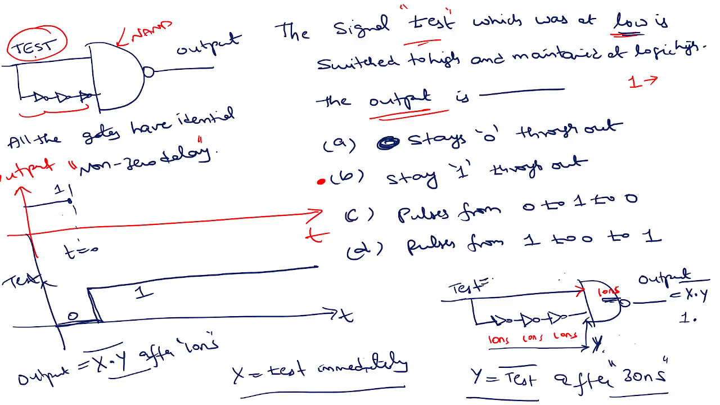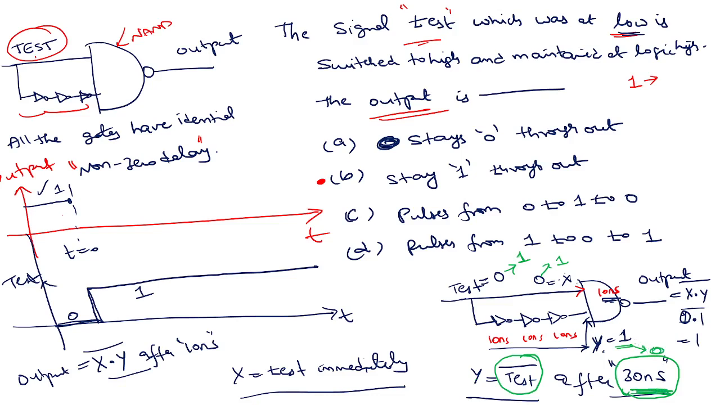So let's study. When test was 0, X is 0, Y is 1, correct? Now you computed (0.1) whole complement, that is equal to 1. So we have plotted output Y equal to 1. Now let me compute. Test has become 1. X will become 1 instantaneously, right? Now, will Y become 1 instantaneously? No. Y will take 30 nanoseconds to become 0, even though Y equals test complement. It will not become 0 instantaneously.